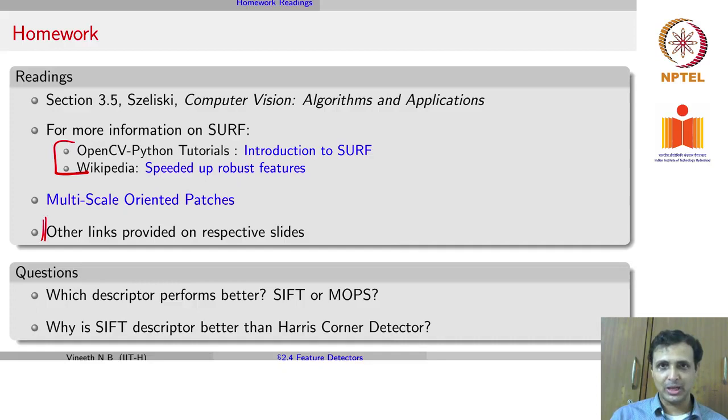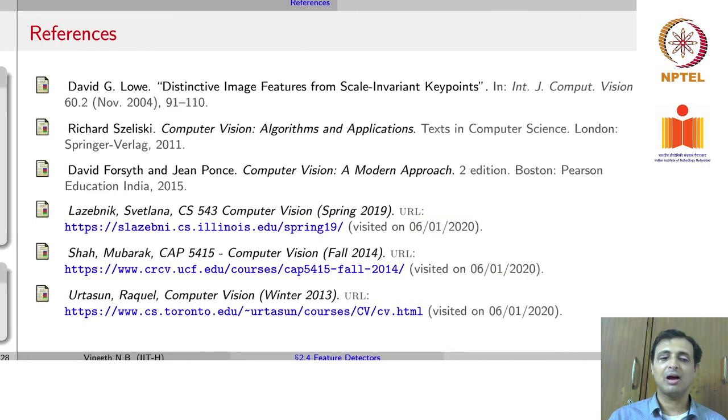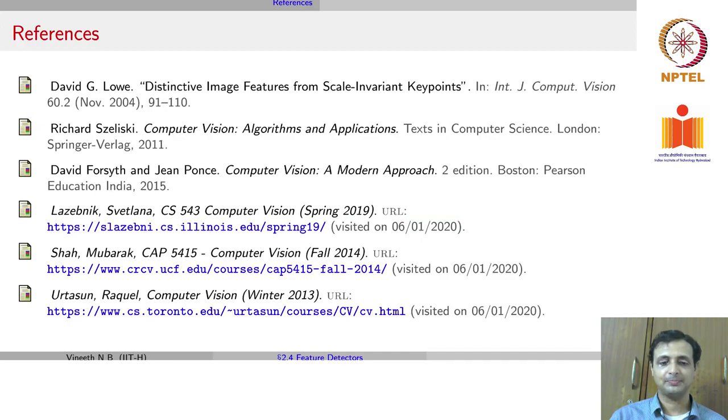Please also look at other links on respective slides to be able to understand further. A couple of questions to take away, other than why Haar wavelets are fast to compute, is which descriptor performs better, SIFT or MOPS? Think about it. Why is the SIFT descriptor better than the Harris corner detector? The answers to these questions are in the lectures itself. That's going to be your hint. And here are other references to take away.